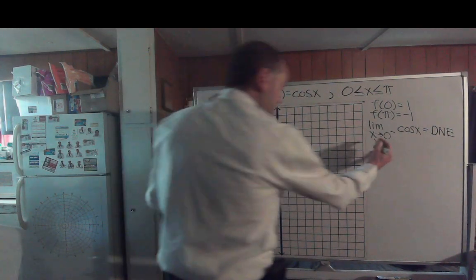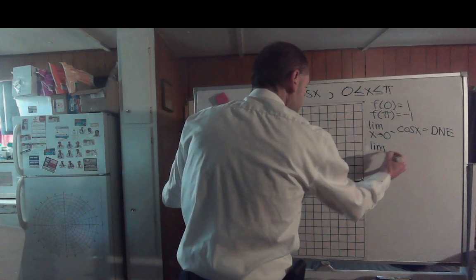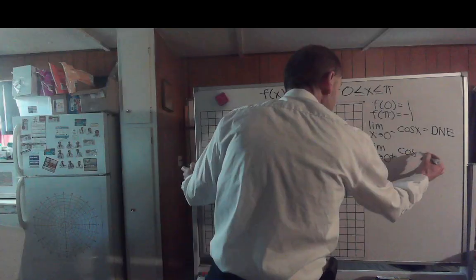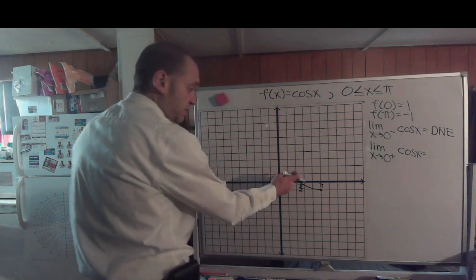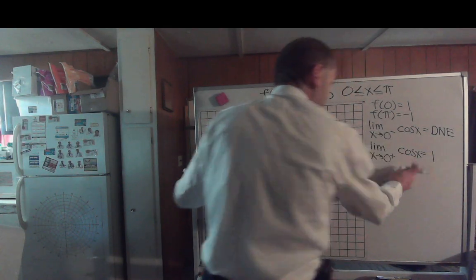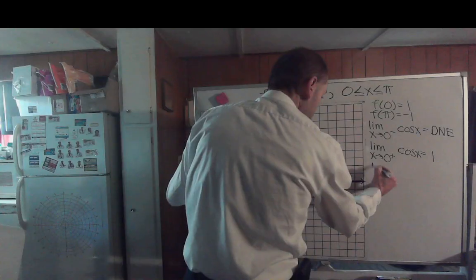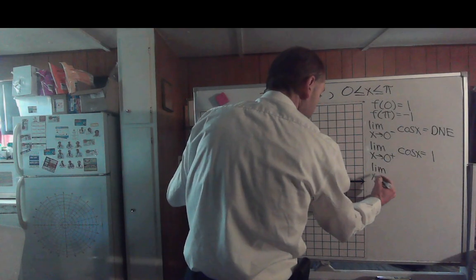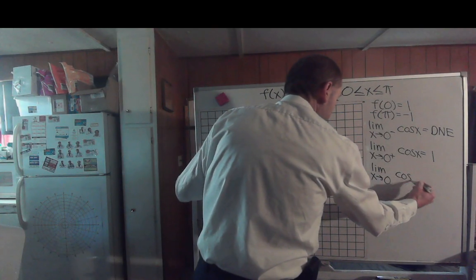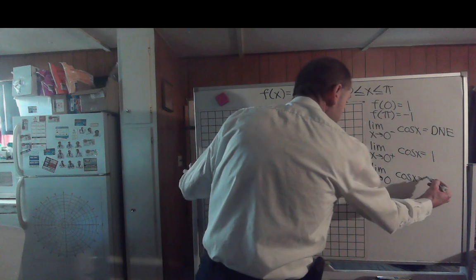But we can certainly take the right-handed limit of this function as x approaches 0 from the right of the cosine of x. Well, that would get us close to a y value of 1 or put us at 1. So the right-handed limit exists, but in this case the general limit is going to fail to exist at x equals 0 because the left-handed limit does not exist.